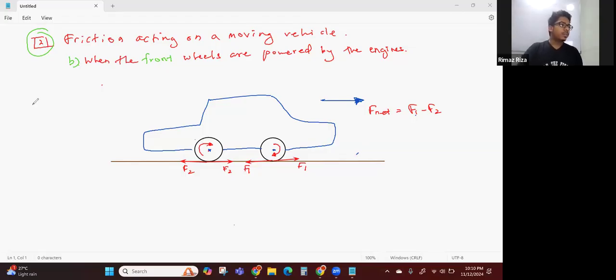Okay. And the third case, when the four wheels are powered by the engine. C. When the four wheels are powered by the engine, all four wheels. Okay, so you have to draw this. Give it a try. I'll give you only 3 minutes now.